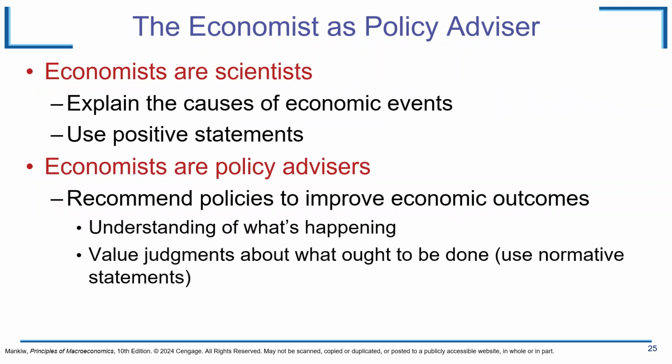Well, here we have almost finished the part that economists are scientists. Economists try to explain the causes of economic events and try to use positive statements. And as a policy advisor, economists will recommend policies to improve economic outcomes. That would include the understanding of what's happening, and it also includes value judgments about what ought to be done. And in that part, it will use a normative statement.